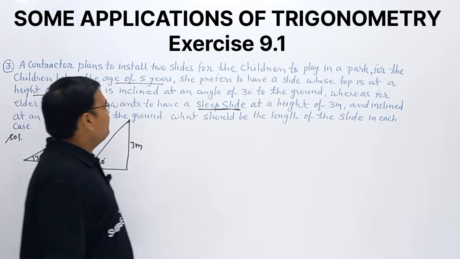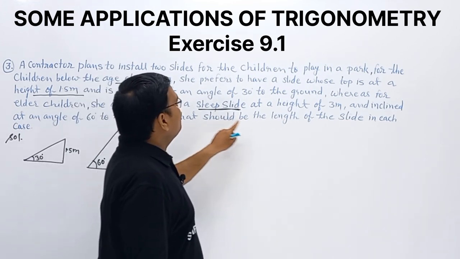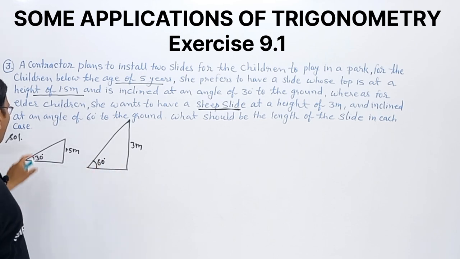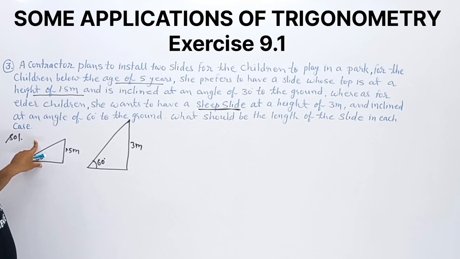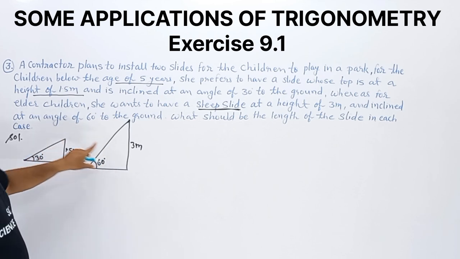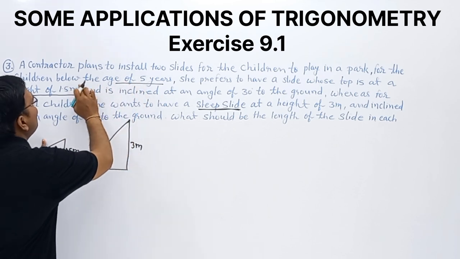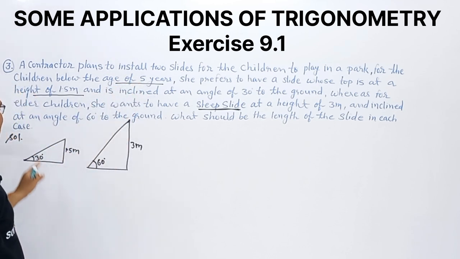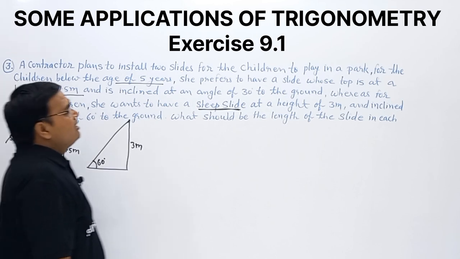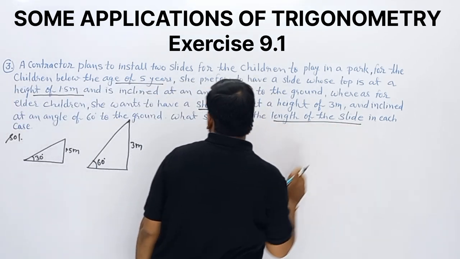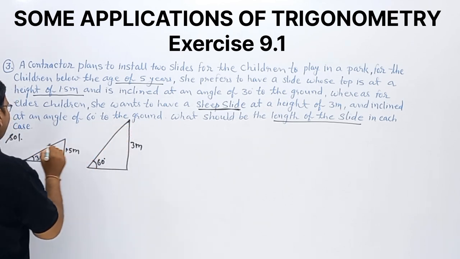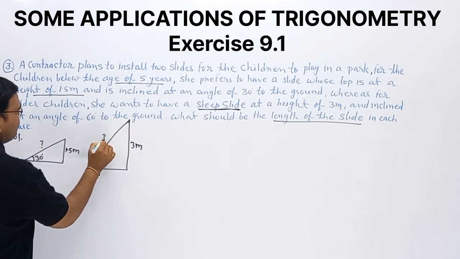So what do we want? What should be the length of the slide in each case? We are having two cases, for the below 5 years age group children and for the elder children. In each case we want the length of the slide. This is the slide. We want the length of this one, and the length of this one.